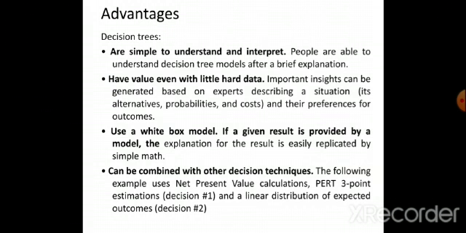Following are the advantages of decision trees. These are simple to understand and interpret. People are able to understand decision tree models after a brief explanation. They have value even with little hard data. Important insights can be generated based on experts describing a situation, its alternatives, probabilities, and costs, and their preferences for outcomes. They use a white box model. If a given result is provided by a model, the explanation for the result is easily replicated by simple mathematics. They can be combined with other decision techniques.